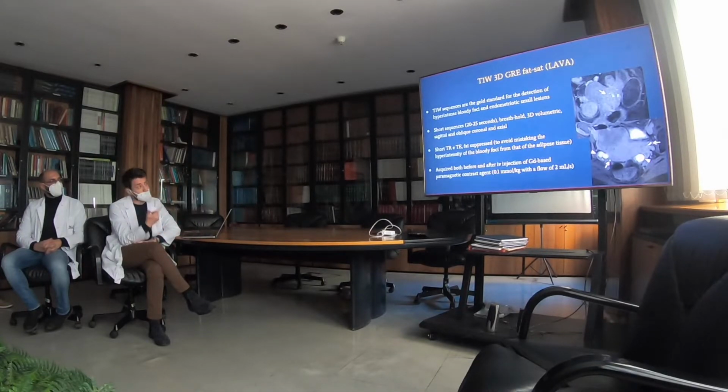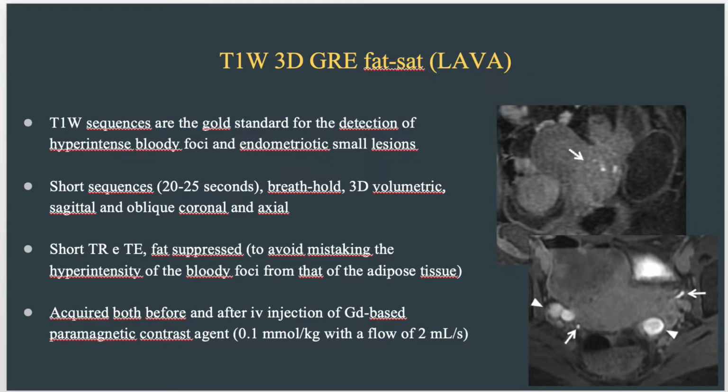Meanwhile, the LAVA is the gold standard for the detection of blood inside the lesion and the small endometriotic lesions, and these are short sequences of about 20-25 seconds, T1 fat saturated, 3D volumetric, and are acquired in sagittal, oblique, coronal, and axial.